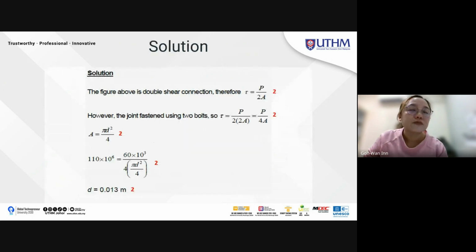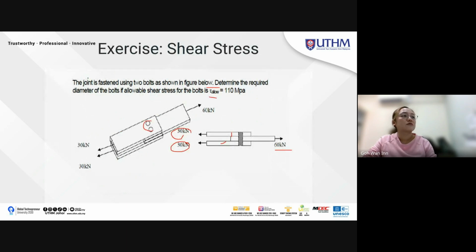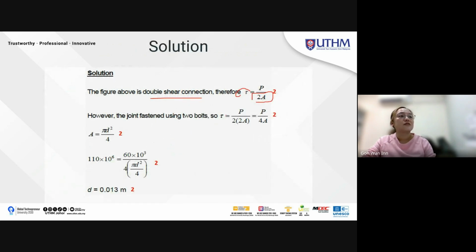So what you're going to do is the shear stress for the double shear connection. The shear stress is P over 2A because you have two plates. However, the joint is fastened using two bolts. You have two surfaces and two plates, and then you have two bolts. So tau is equal to P over 4A. A is pi d to the power of 2 over 4. This one you already know this formula.